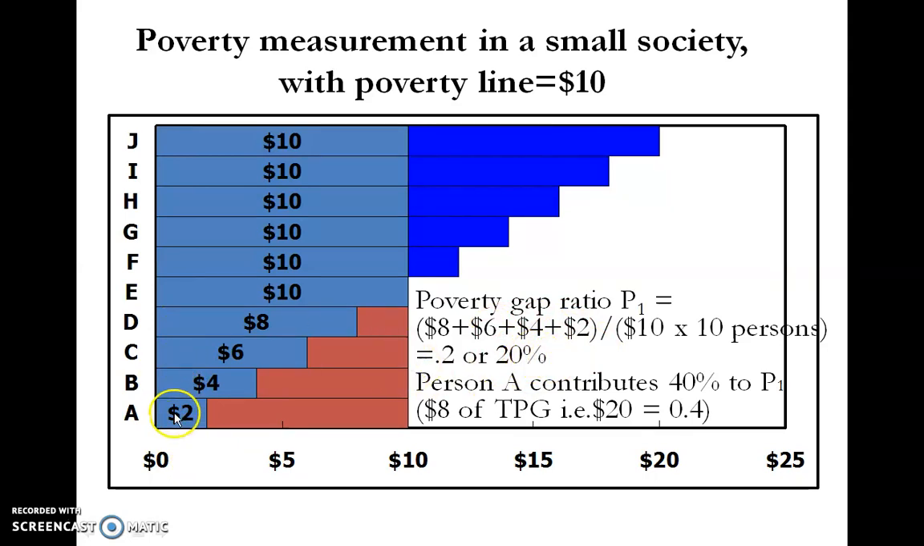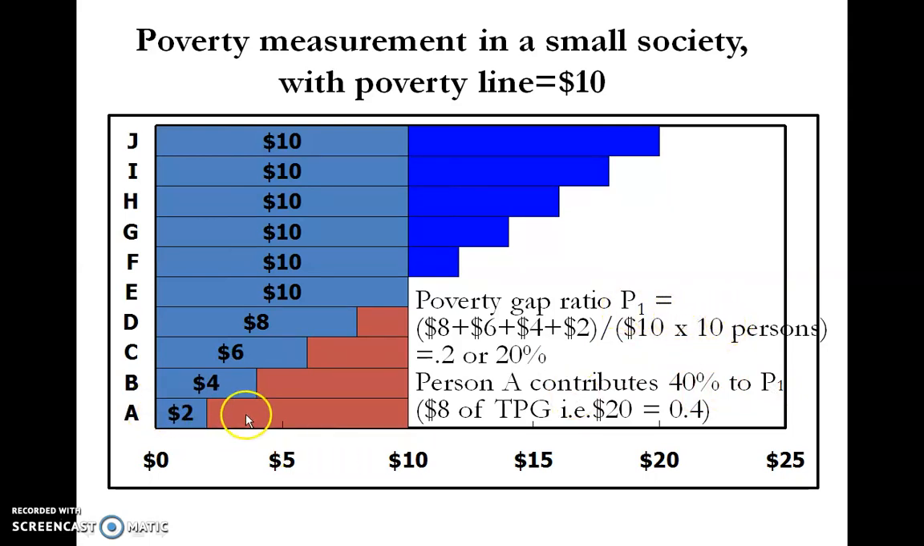So in the previous example, each person was weighted equally. They each contributed 25% towards the headcount ratio. It's slightly different now with the poverty gap ratio. If we look at person A, for example, they contribute 40% to the FGT P1 measurement.